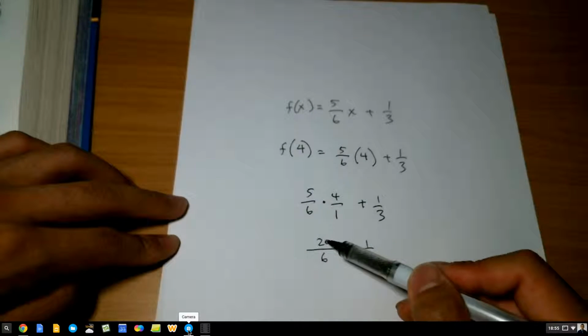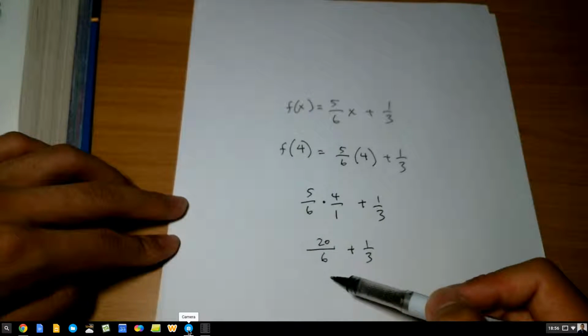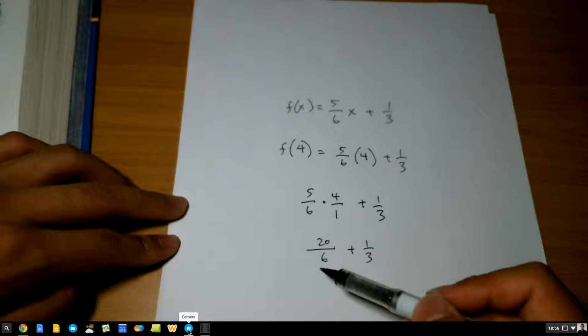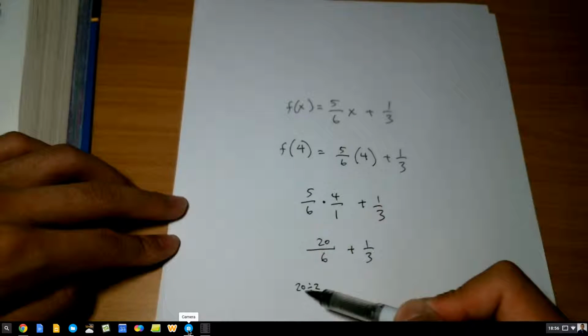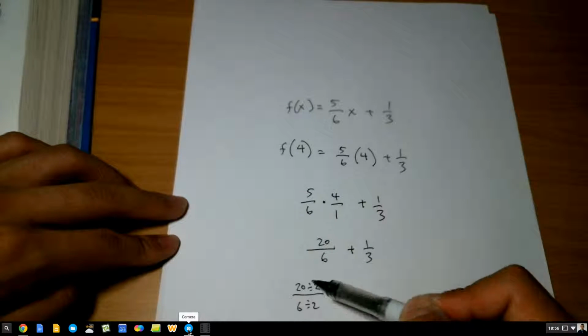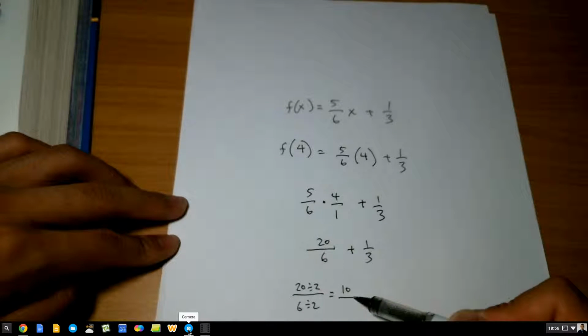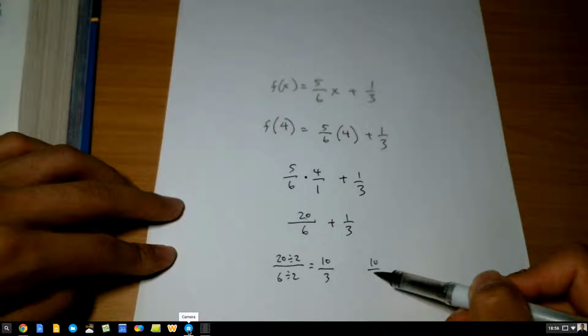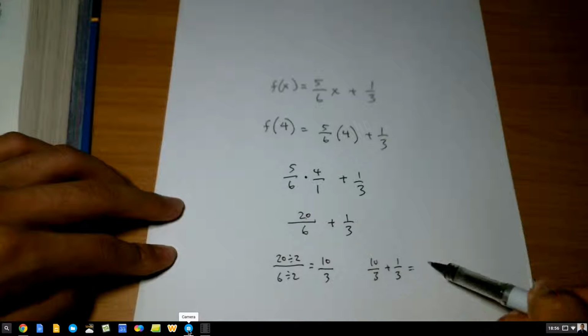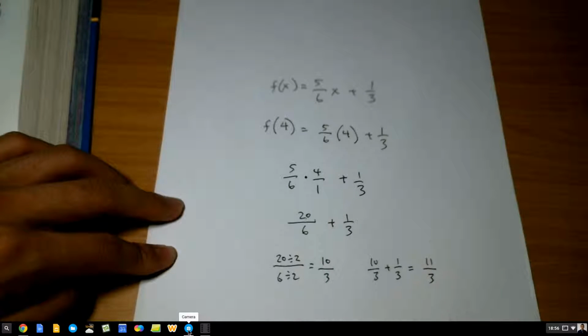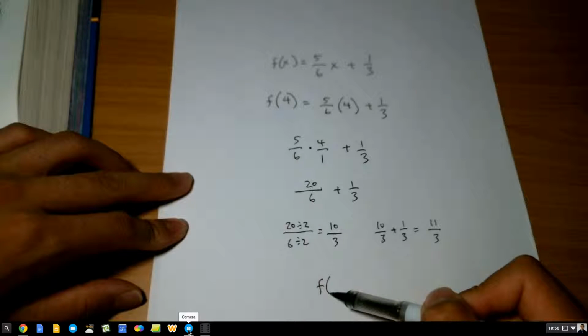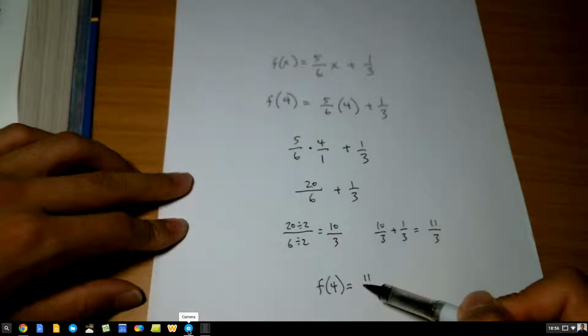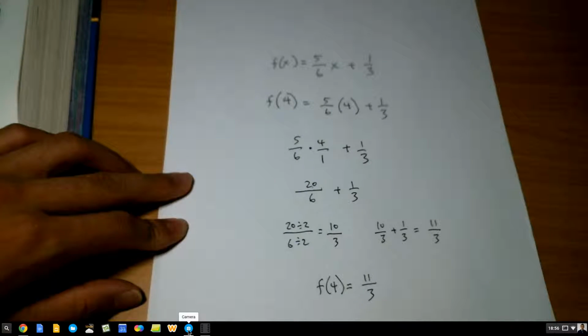Okay? And then 20 over 6, they both have 2 in common. So let's take out 2 from both the 20 and the 6. So 20 divided by 2, 6 divided by 2. And that is equal to 10 over 3. So this becomes 10 over 3. So 10 over 3 plus 1/3 is equal to 11 over 3. So f of 4 is equal to 11 over 3. Okay, so now we finish with question 29.